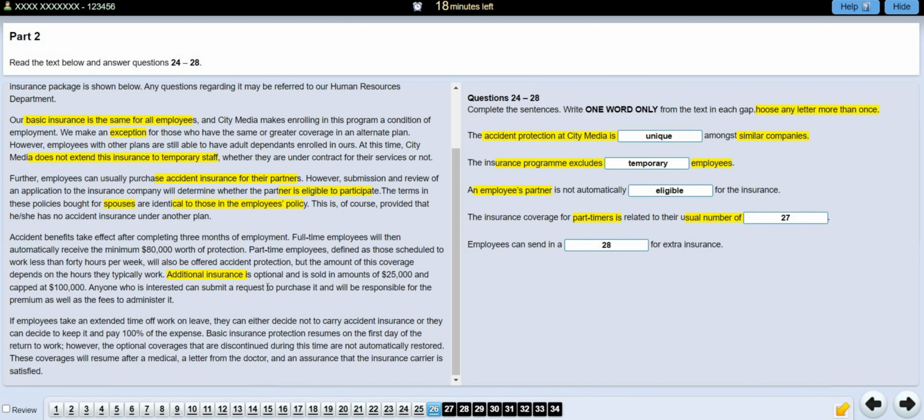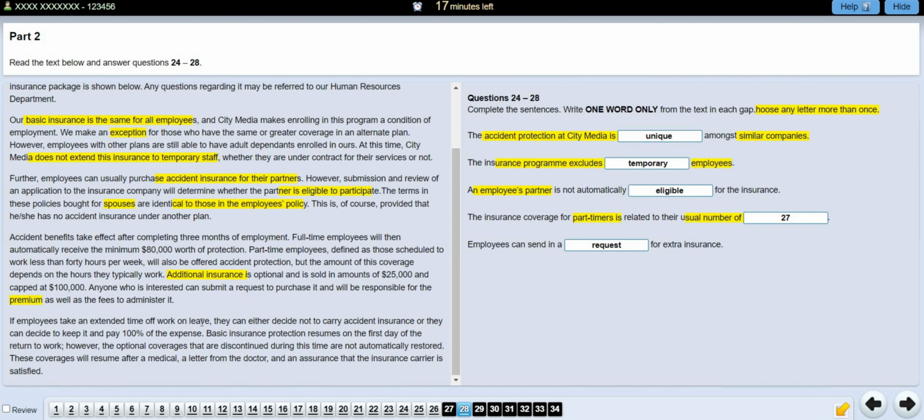Anyone who's interested can submit a request to purchase, and will be responsible for the premium. So additional insurance is optional and sold in amounts, and anyone who's interested can submit a purchase request. Employees can send in a request to purchase the premium, that is, the extra additional insurance.